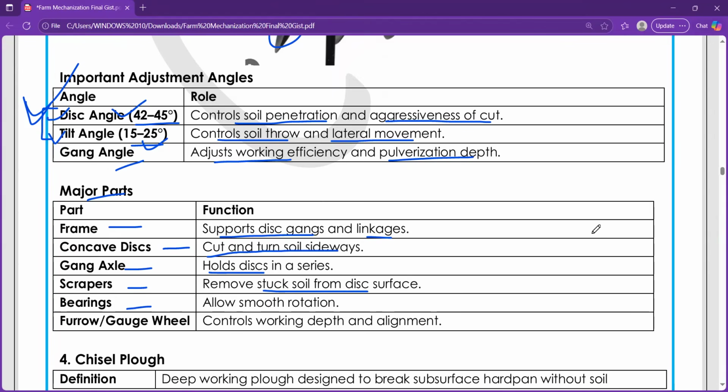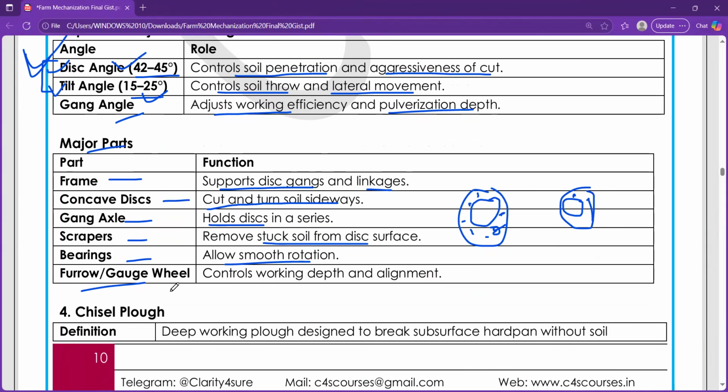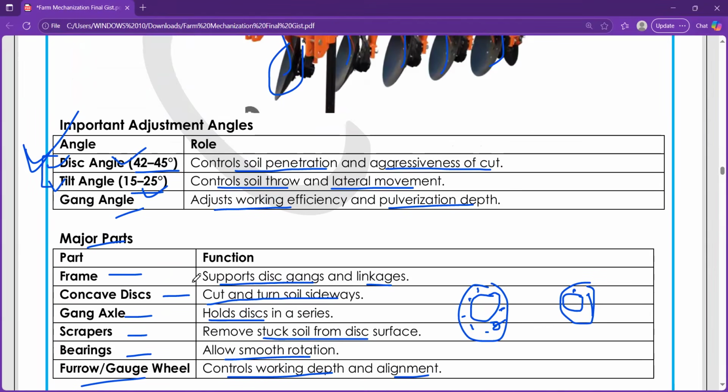Then the bearings. Sorry, the image is not clear, I'll draw one again. If you have seen these kinds of bearings in motorcycles or bicycles, circular balls are there. So these are bearings. They allow smooth frictionless rotation. Then we have the furrow or gauge wheel, which controls the working depth and alignment. So these were all the major parts of the disc plough.